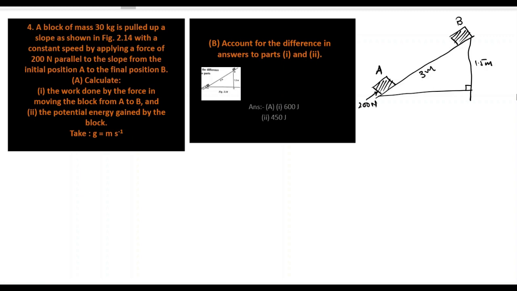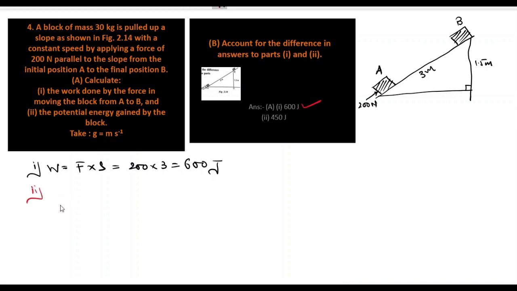Okay. Now see the first answer. Work done is equal to force multiplied by displacement. Force is 200 Newton. Displacement is 3 meters. So 600 joule of work has to be done. We got the answer. Cool.